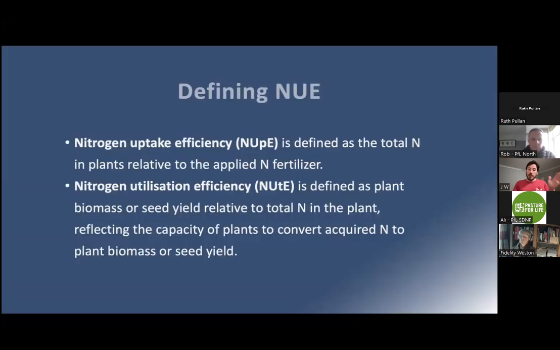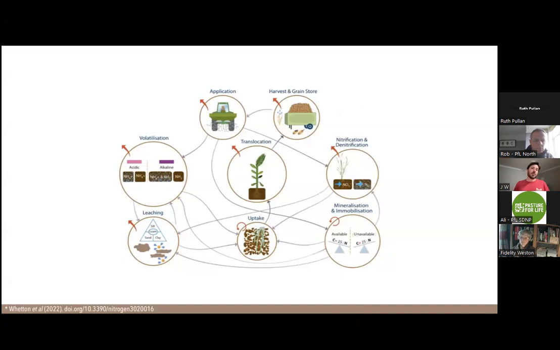Now, starting off with uptake efficiency, the uptake efficiency is just really pointing out that there is this nitrogen cycle. Nitrogen is a very reactive nutrient. It likes to exist in all sorts of different forms. It likes to exist in soils, in water, in the air, in gaseous forms, in soluble forms. It's a very reactive nutrient, and that presents a lot of challenges with its management because it's very, very leaky.